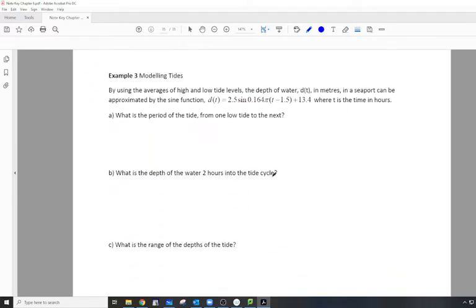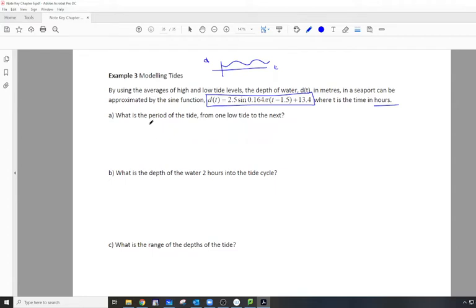This last example, they're going to give you the equation. So this is an example of modeling tides. So by using the average of high and low tides, the depth of water in meters in a seaport can be approximated by this sine function, where t is the time in hours. So what they've done is they've taken something and they've said, hey, let's look at the depth of the water over time. And they've decided that, maybe it goes something like this. Okay, and then they've translated all of this information into this equation to have depth as a function of time, where time is in hours, so be careful. And then we're going to ask you questions about this equation.